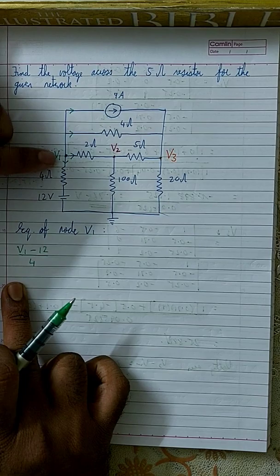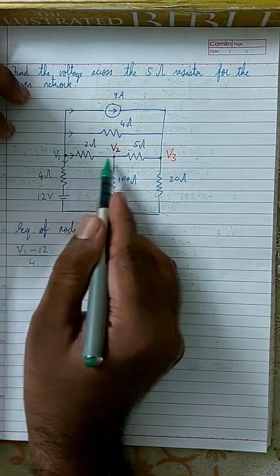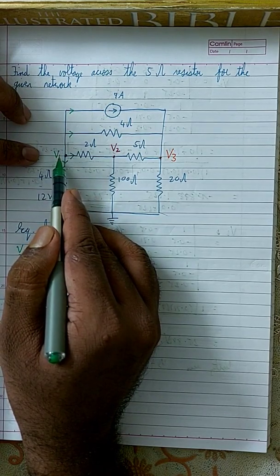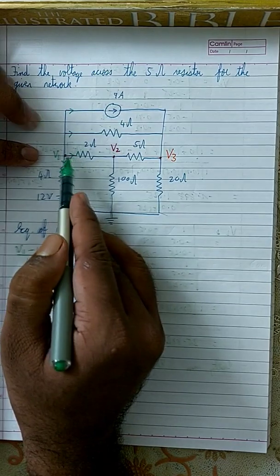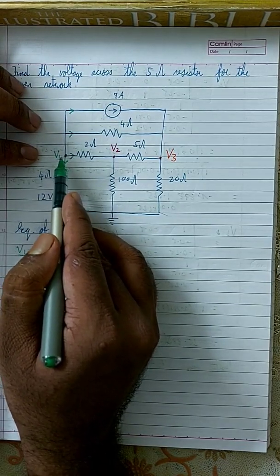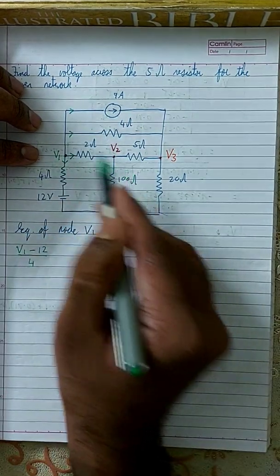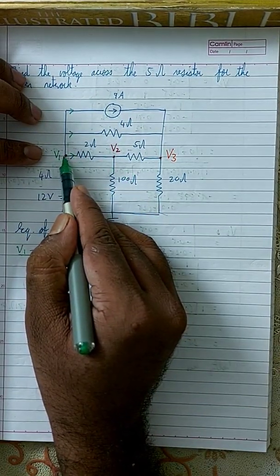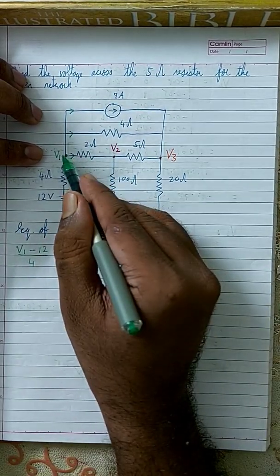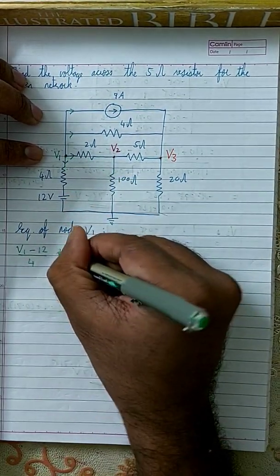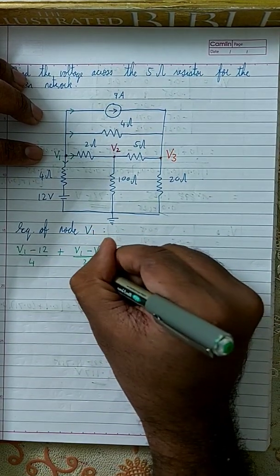V1 minus 12 by 4 is the current flowing downwards. Now what is the current flowing in this direction? Because V1 is always considered as a higher potential, since you are assuming all the current as outgoing current, flowing from the junction. So V1 will always have the higher potential in whatever terms you're writing. Here the current is flowing from V1 to V2 through the 2 ohm resistor, which means the current through this branch is V1 minus V2 by 2.